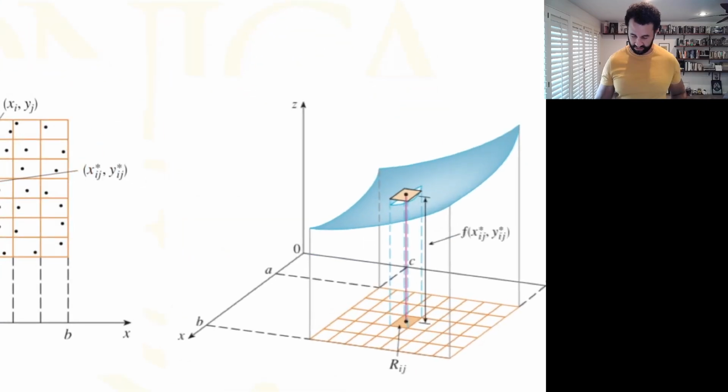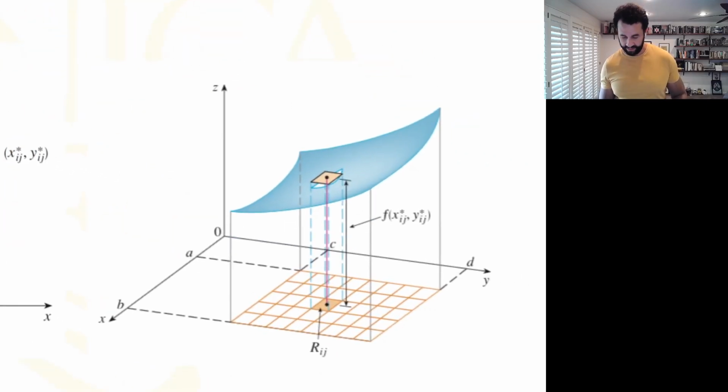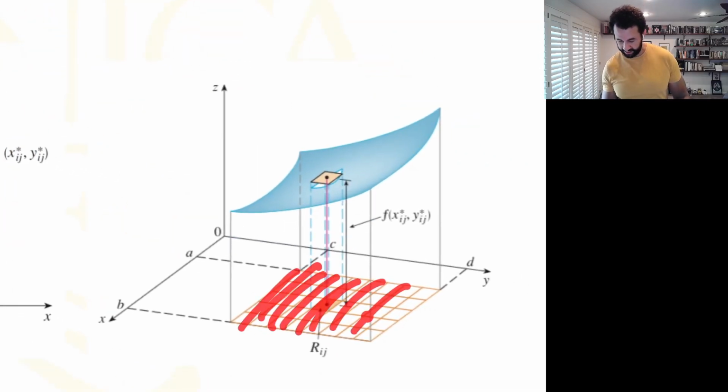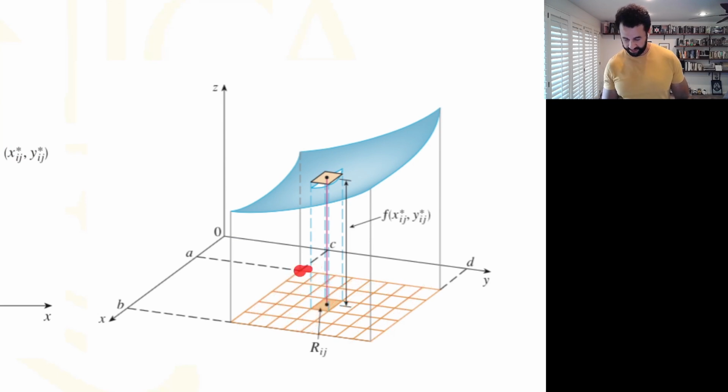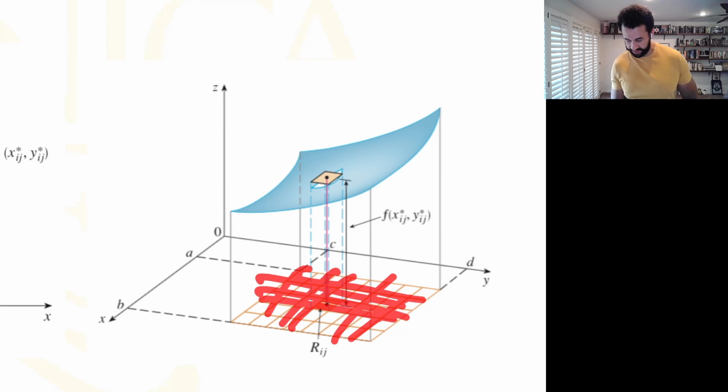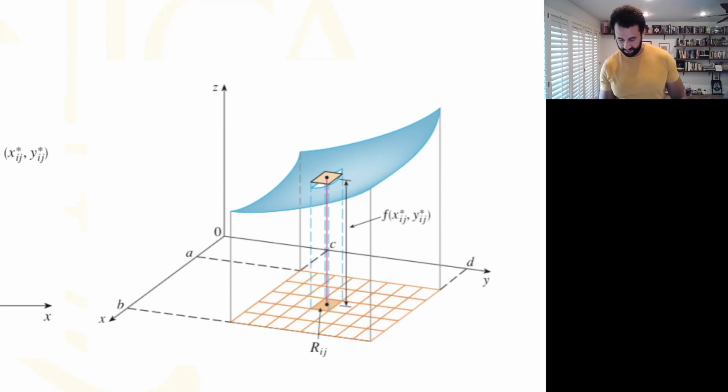So let me zoom into this a little bit here. There you go. Here's our partitioned rectangle R. It's partitioned, it's like a grid. And then for each one of these subrectangles, we're going to pick a point, and we're going to evaluate the function at that point. That's what this height is, right? So the height is literally the value of the function evaluated at the sample point.